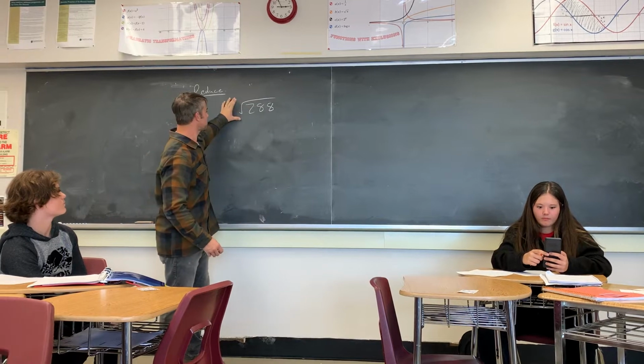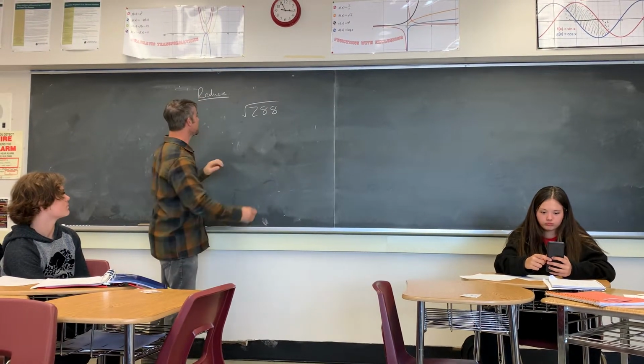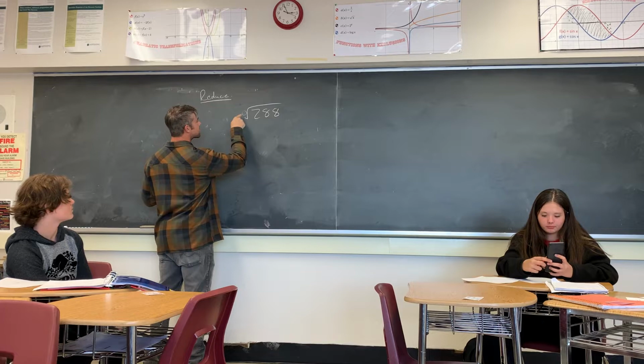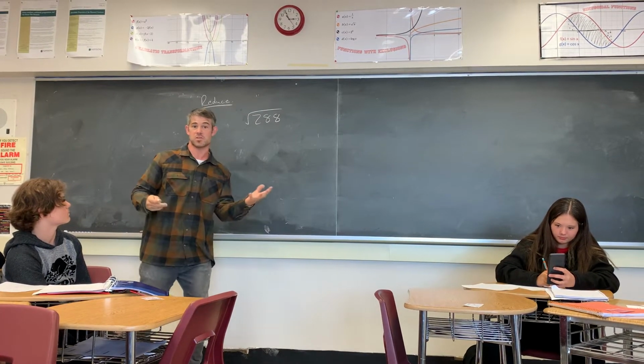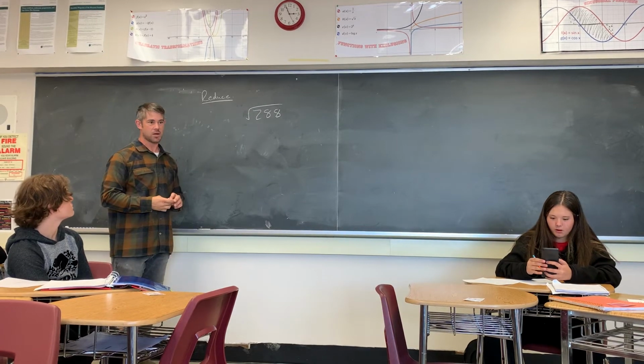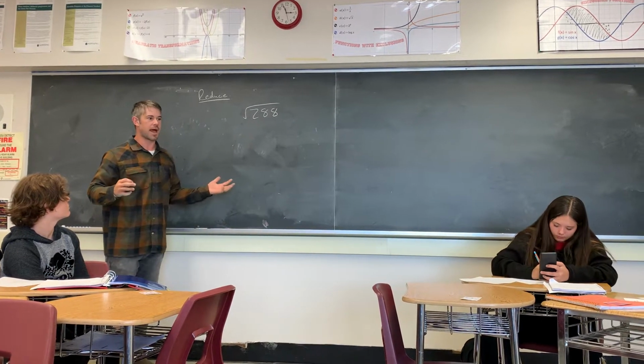Today we're talking about reducing radicals. So a radical is an expression that has a square root sign in front of it. Sometimes that radical is going to have an index. If it doesn't have one, we're assuming it's a square. So this question is, reduce the square root of 288. Or rather, come up with a simpler radical for it.